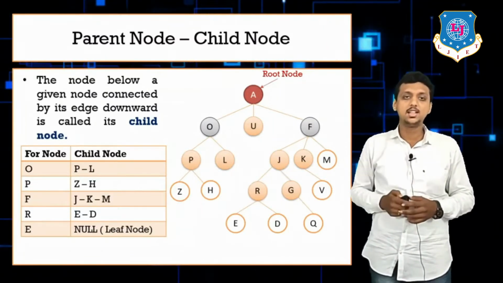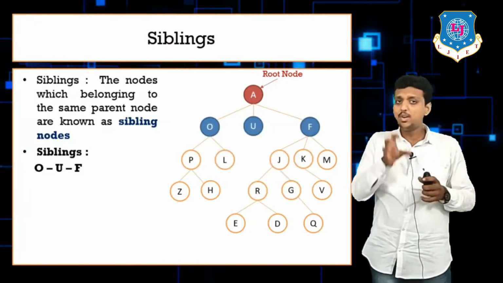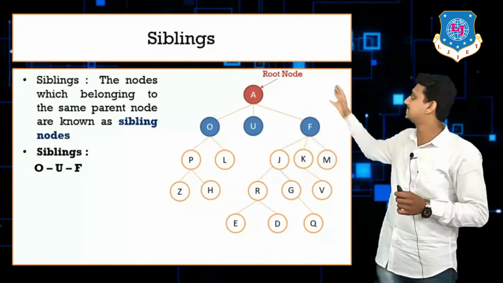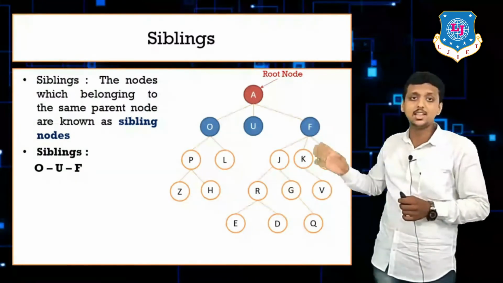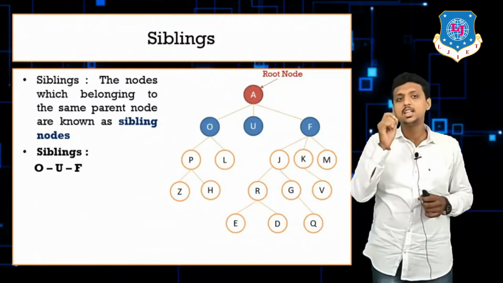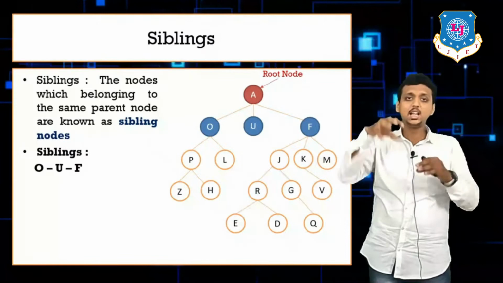Fine. Let's move further. The next is siblings. When one or more nodes contain the same parent, then they are known as siblings. Siblings means two children and a common parent.